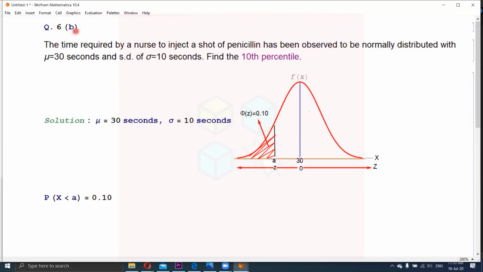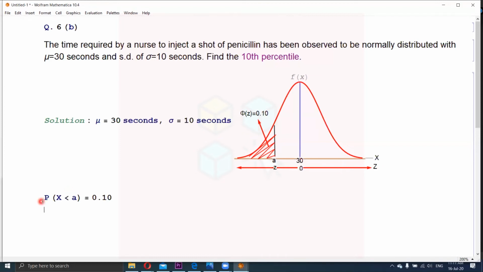Next is question number 6b. The time required by a nurse to inject a shot of penicillin has been observed to be normally distributed with mu 30 seconds and sigma 10 seconds. Find the 10th percentile. The 10th percentile occurs on the left tail. The area from minus infinity to a point A is 0.10, and this shaded area is denoted by phi of Z, and Z is the point corresponding to this A point on the Z scale.